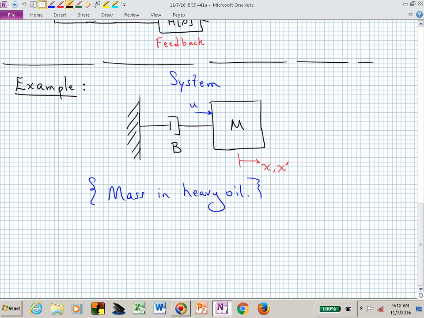What could this system, what could this G of S actually represent? In this case, we have an applied force U, and now that's opposed by our inertial force caused by the mass, M, and it's opposed by this damping force due to the dashpot. So we now have U of T, that's our applied force, is now equal to M x double prime, that's the inertial force, plus the damping force.